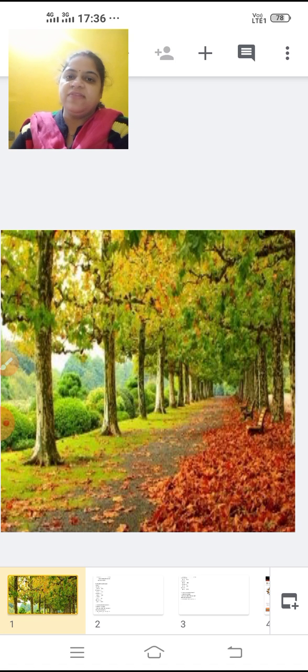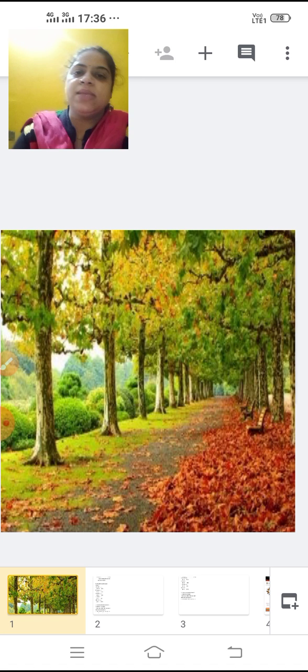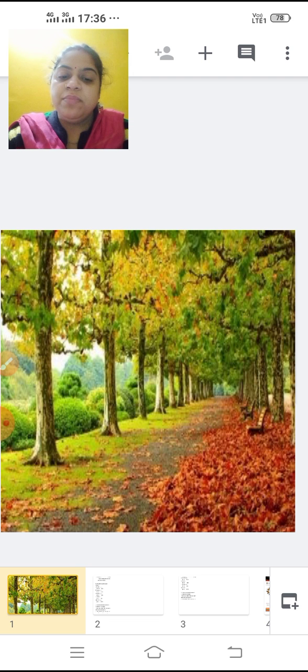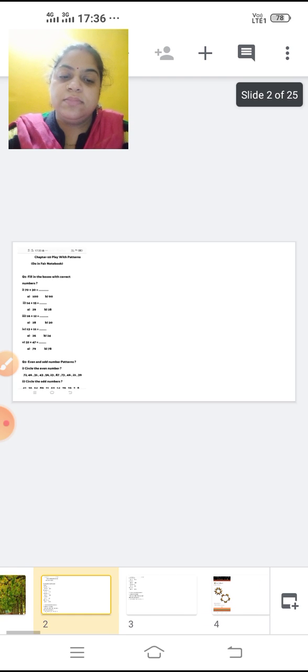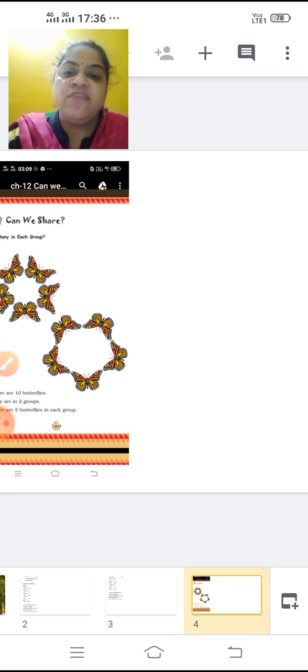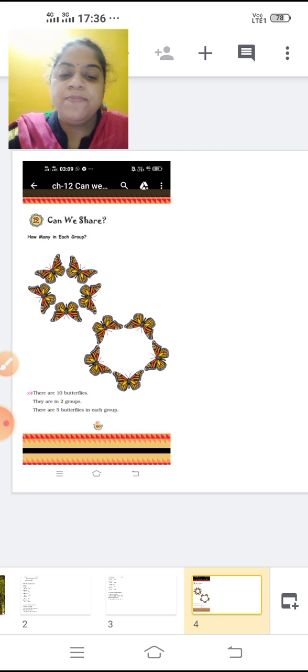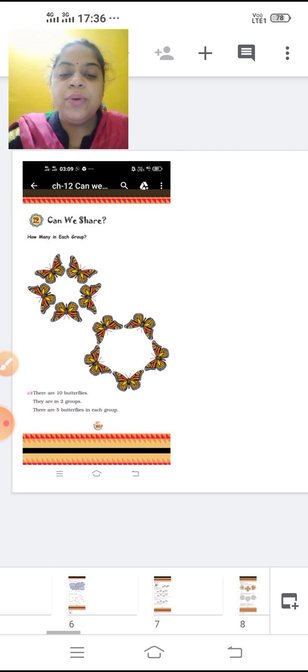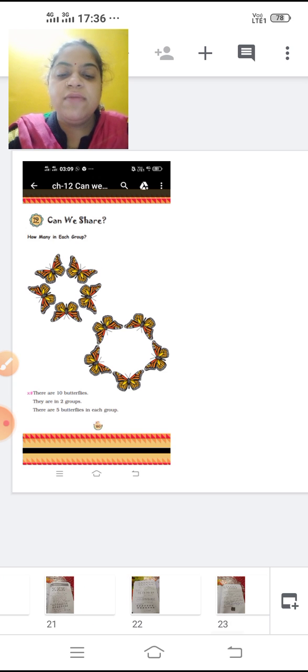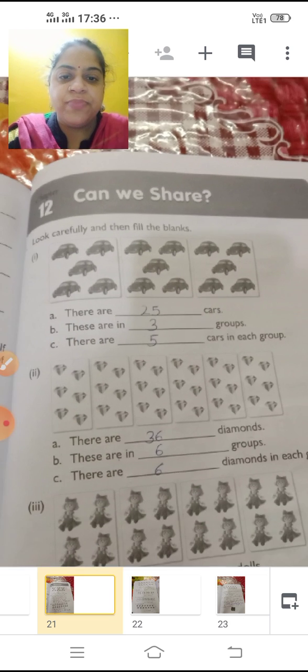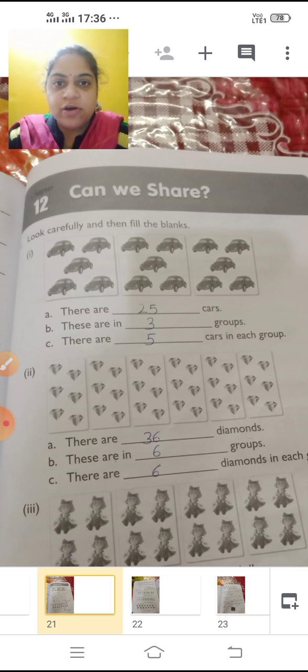Children, today in our maths class, we are going to continue with our same chapter, Chapter number 12, Can We Share? In today's class, we are going to continue this chapter in our workbook. So, open your workbook. I hope you have done your work, what I told you to do in your book and what you have to do in your notebook. So, let's start with our chapter.